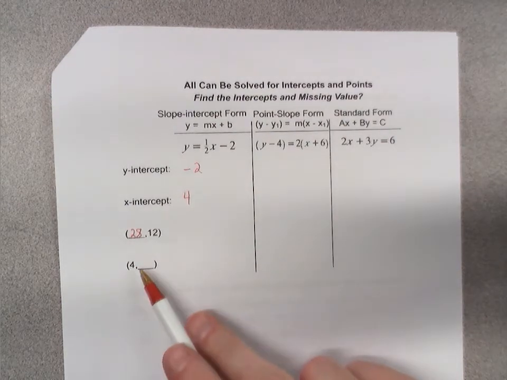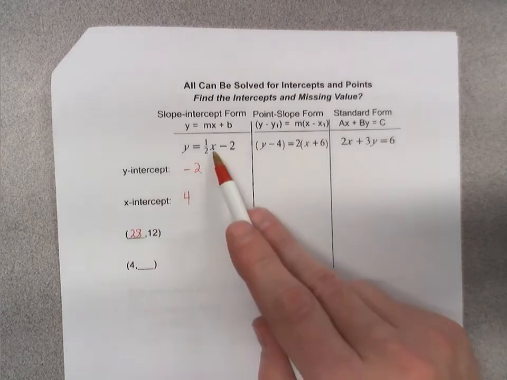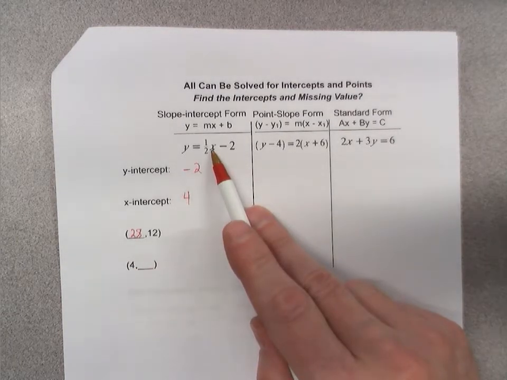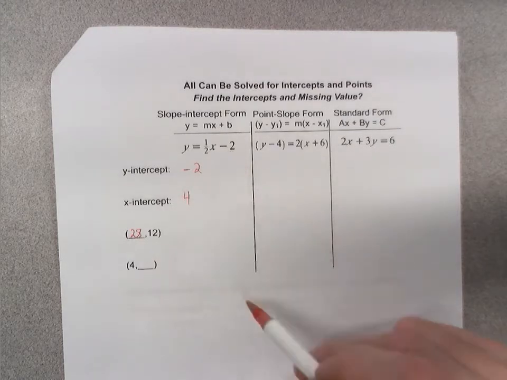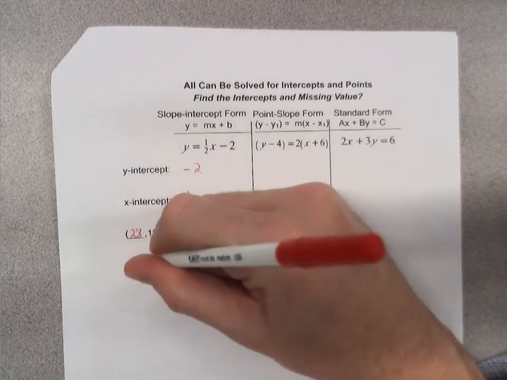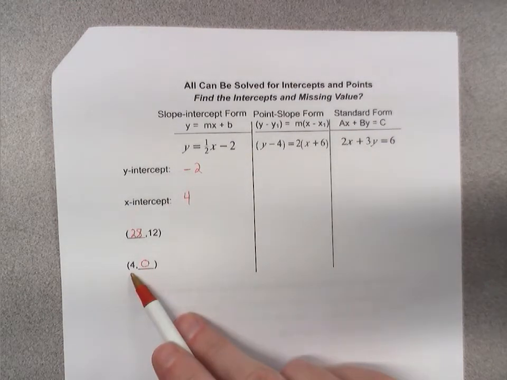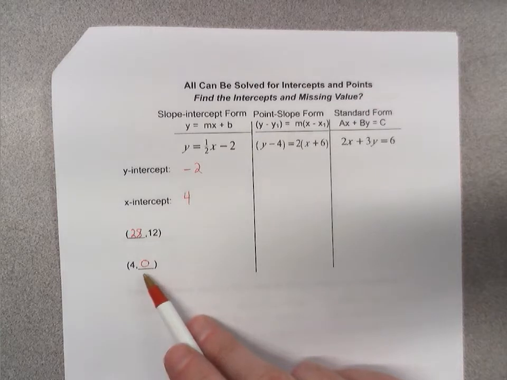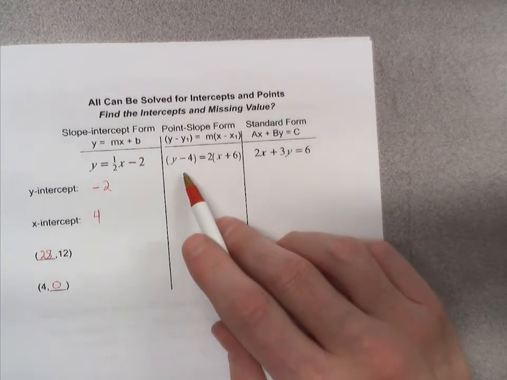Same thing here. We've got 4, and then we want to know what y is. So now we can substitute the 4 in for x. 1 half times 4 is 2, and then 2 minus 2 is 0. That should make sense because we said earlier that the x-intercept is 4. So the intercept should be where x is 4 and y is 0.